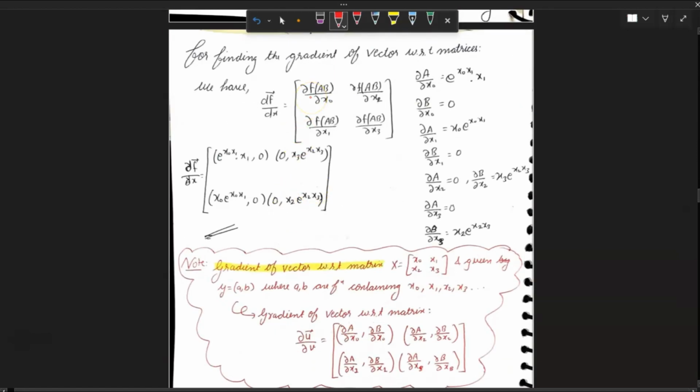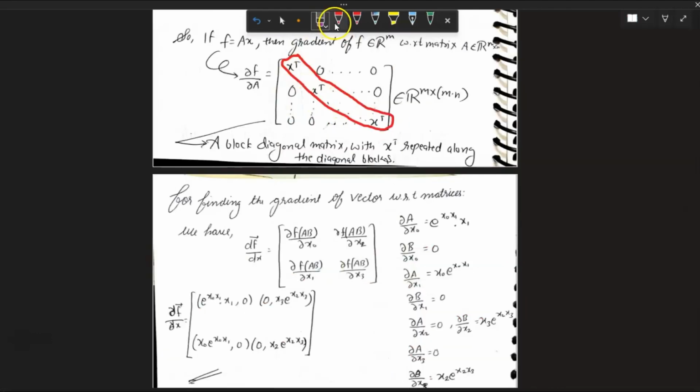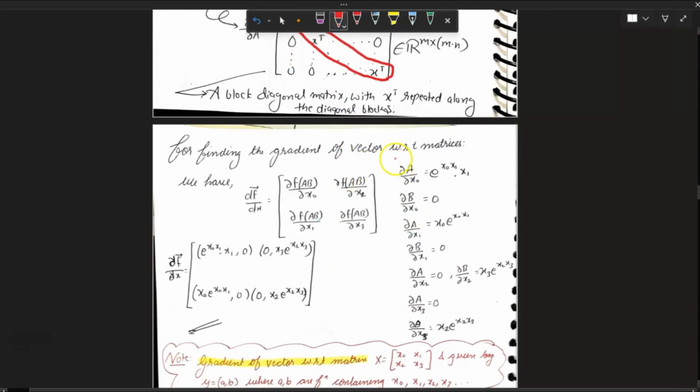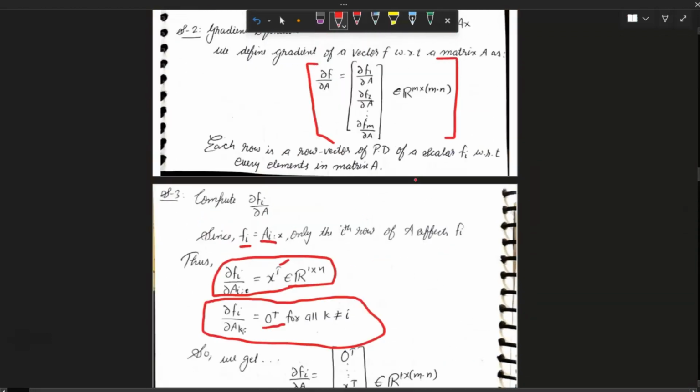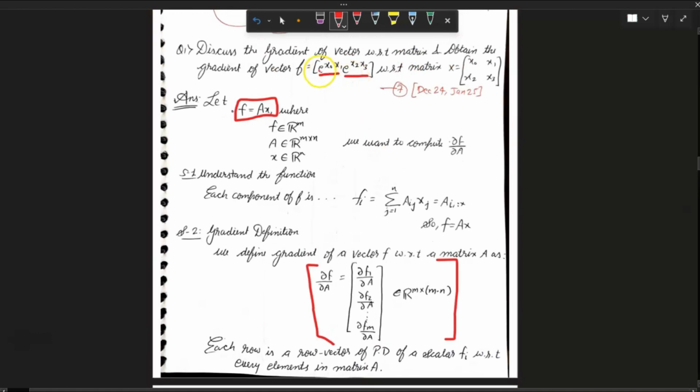So putting the formula: ∂f_ab/∂x0, ∂f_ab/∂x2, ∂f_ab/∂x1, ∂f_ab/∂x3. Now compute all these values separately, that is ∂a/∂x0. So what value will we get for ∂a/∂x0, and how do we compute it? See, this is a and this is b, okay. So let's see what we will get for a.